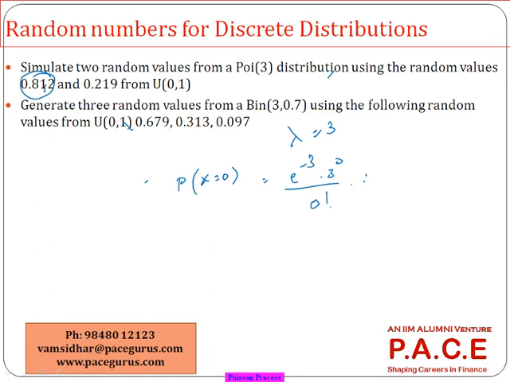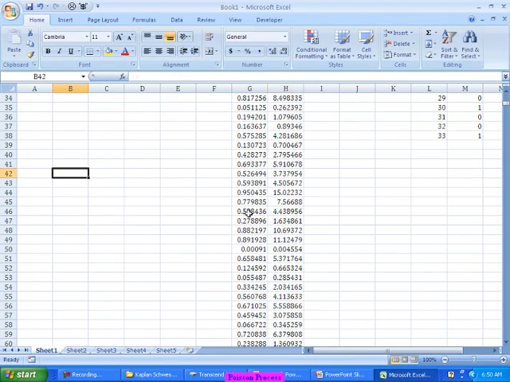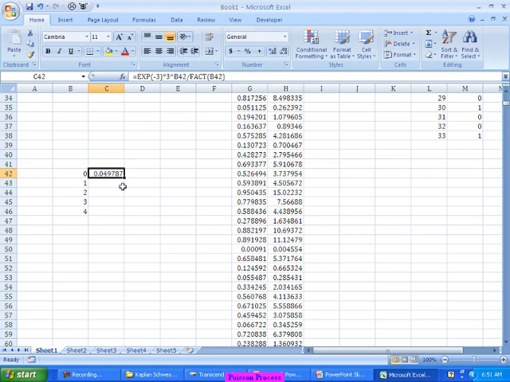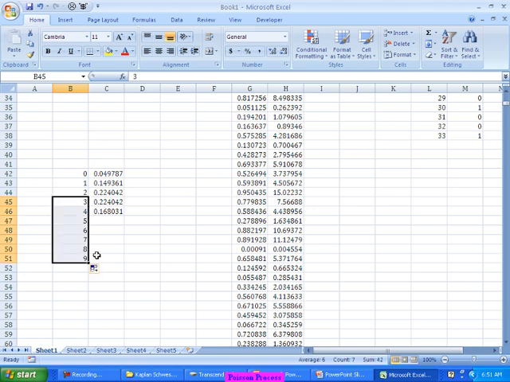So if I try to generate that in Excel, so 0, 1, 2, 3, 4, let's say if I go with this. So Poisson is nothing but e power minus lambda into lambda power x divided by x factorial. So this is around 0.04. So these are my probabilities. For x equal to 0, the probability is 0.04, x equal to 1, x equal to 2, something like that.